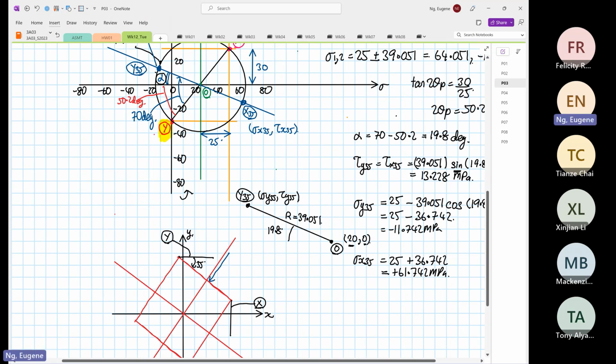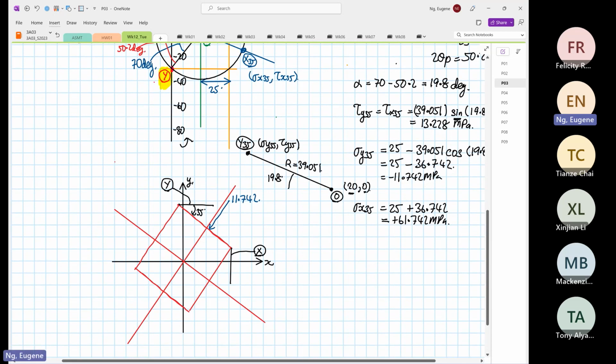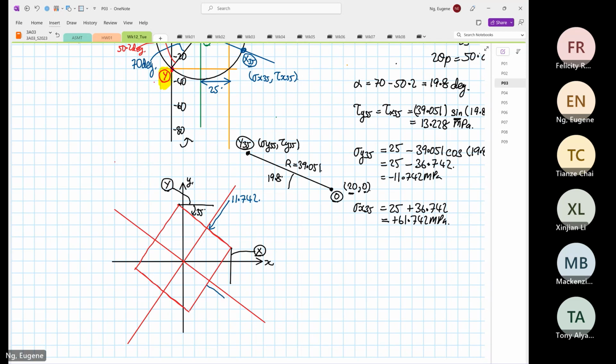So this is 11.742. And then on the other side, X, clockwise 35, is 61.742. So the normal stress is easy. Now, we have to look at the shear.